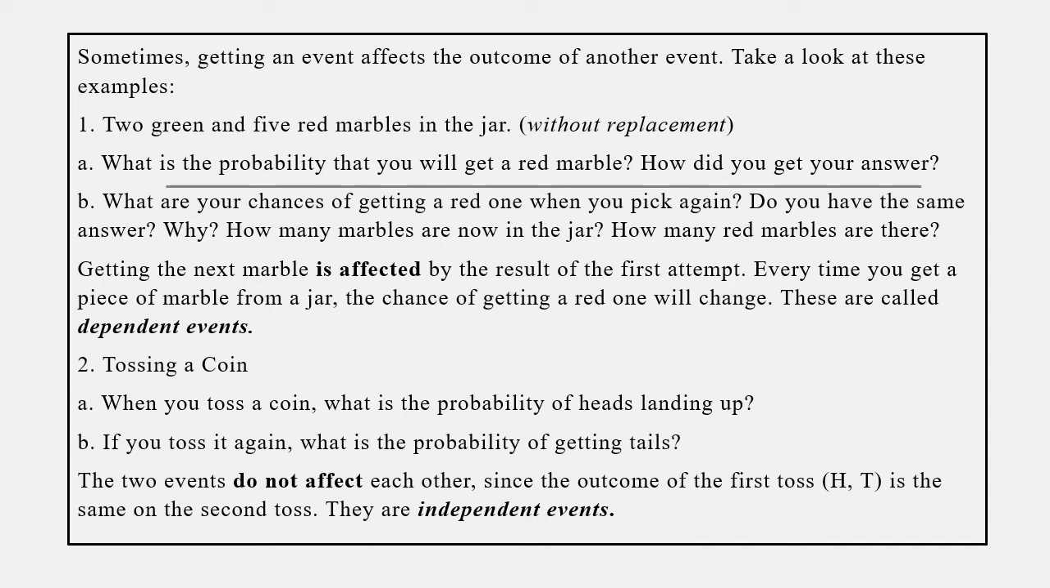Number 2, tossing a coin. When you toss a coin, what is the probability of heads landing up? If you toss it again, what is the probability of getting tails? The two events do not affect each other, since the outcome of the first toss does not change the outcome of the second toss. They are independent events.